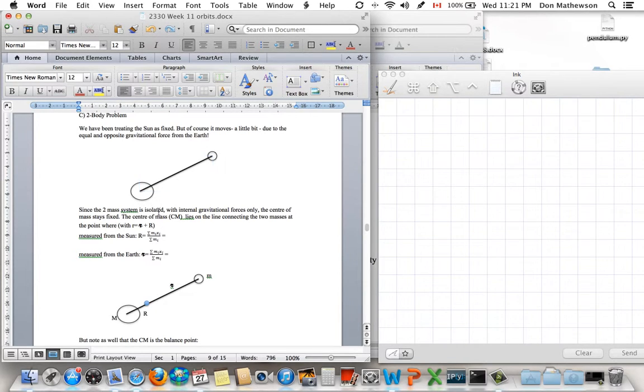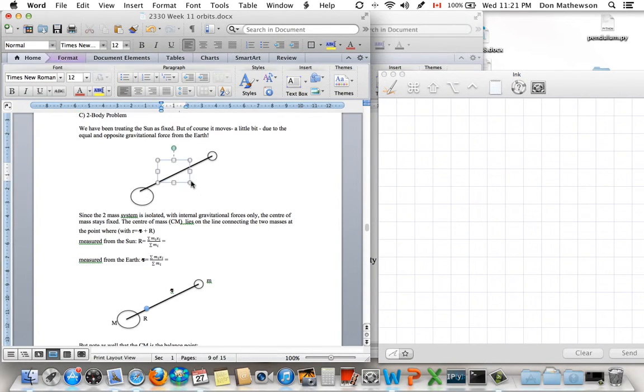We could find the center of mass. We'll measure from the sun a distance big R, from the Earth a distance little script r. Of course, the two of them together must add up to the total separation distance, which is what we've been working with here, right? We call this normal R. That's the sum of those two.